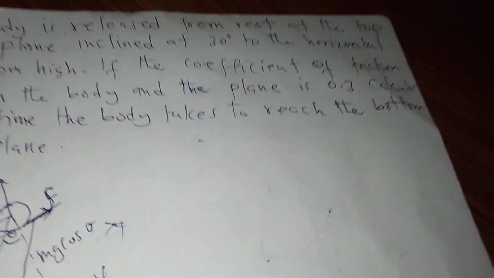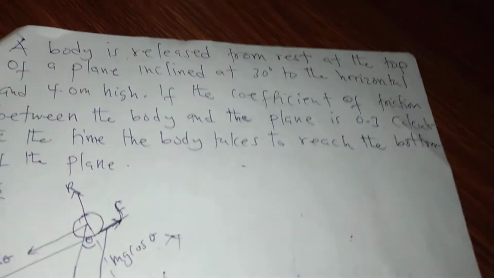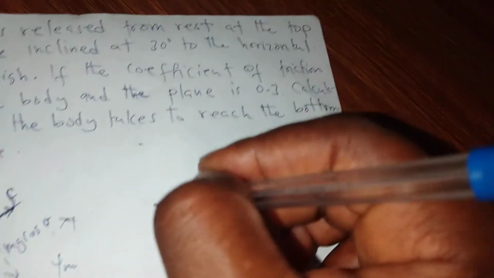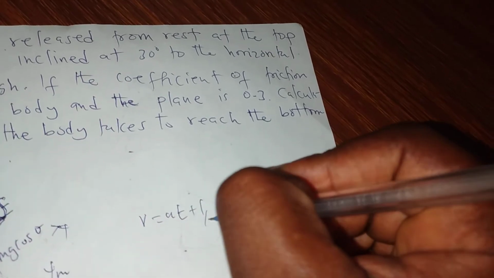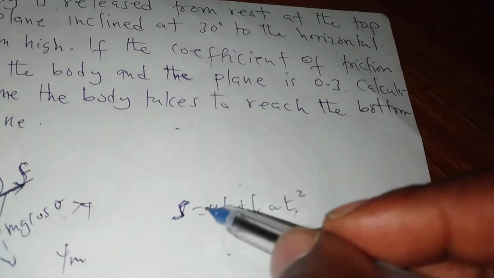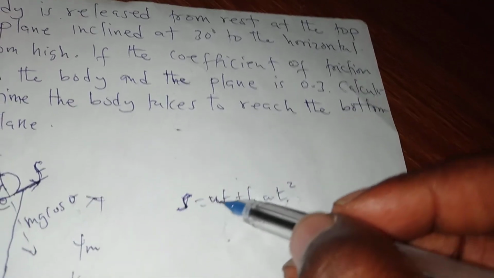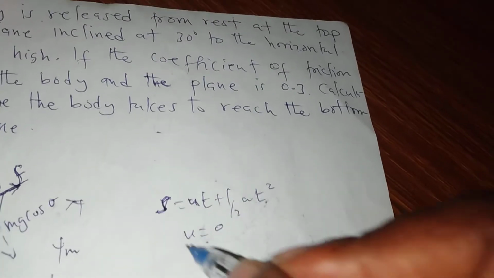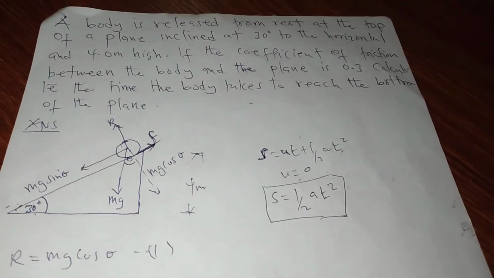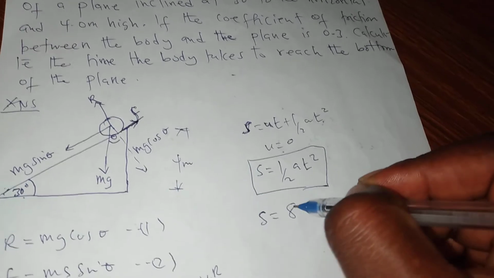The question is asking us to calculate the time the body takes to reach the bottom of the plane. The only equation that can help us here is s is equal to ut plus half at squared. The body was let go, or let fall, so it means that u is equal to 0. So the equation becomes s equal to half at squared. This is the relation that we are going to use to calculate the time t. We have already gotten our distance s to be 8 meters.